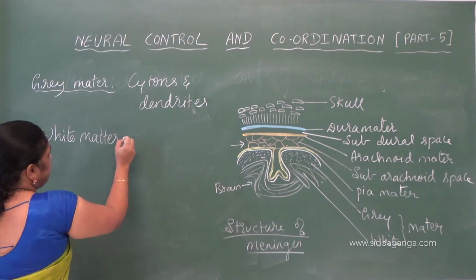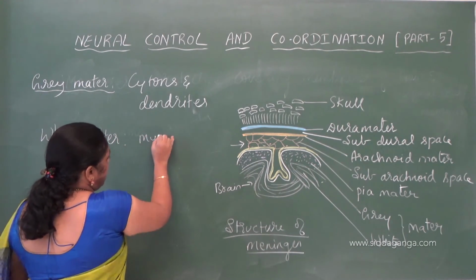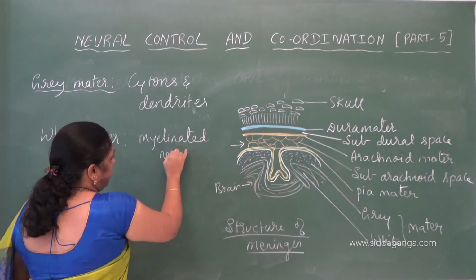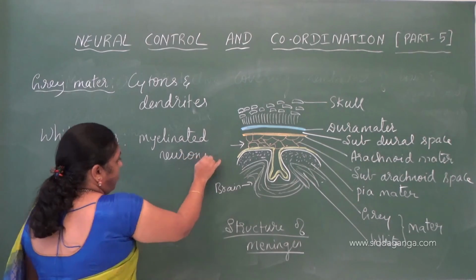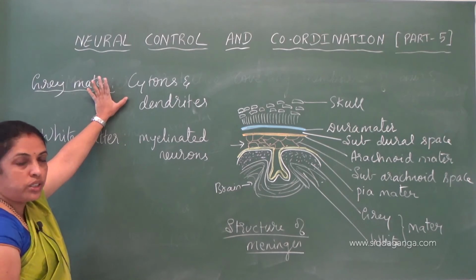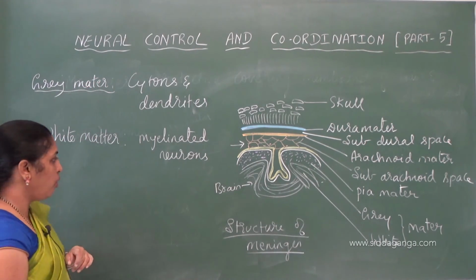In white matter, we see myelinated neurons. So, in the grey matter, we see cytons and dendrites. In white matter, we see myelinated neurons.